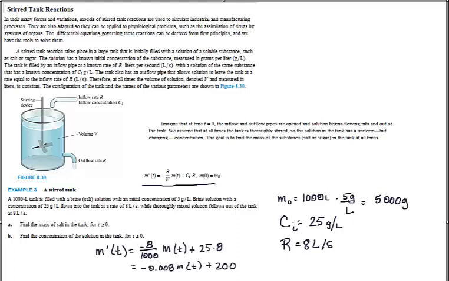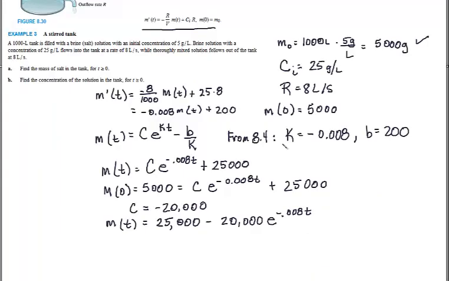Just plugging in the numbers that they gave me for the givens, I get m prime of t equals this. Next, I happen to know the initial point: the mass at time 0 is 5,000, because I found that right here. I'm going to plug that in, and then I will solve for m of t. After doing my little algebra manipulations, I get my mass of the salt in the tank at any time t.